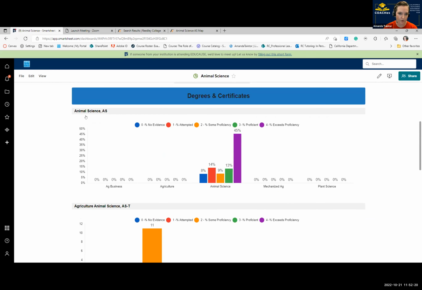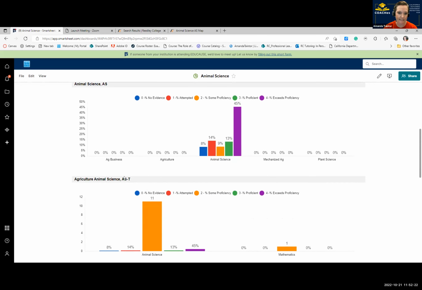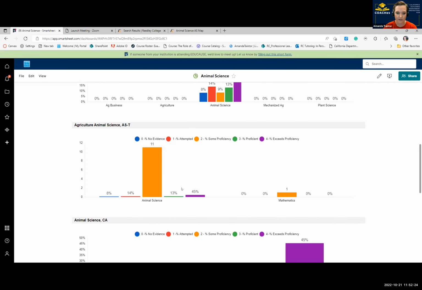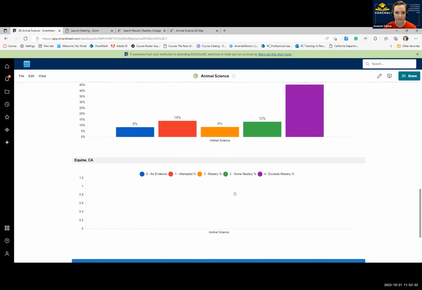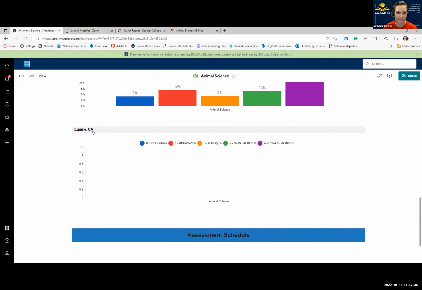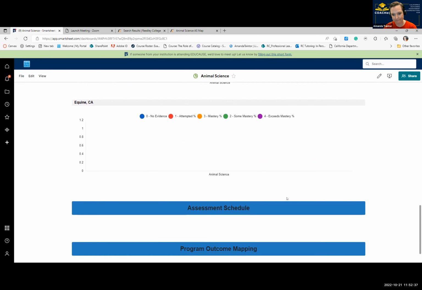So each of these program award outcomes are tied to the degrees. And so you can see it right here. And animal science curriculum, certificate of achievement is only animal science classes. So that's why we only have this one discipline being reported. And then the equine is part of the animal science.